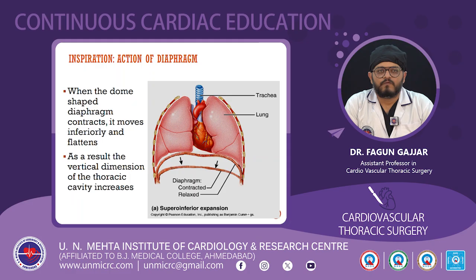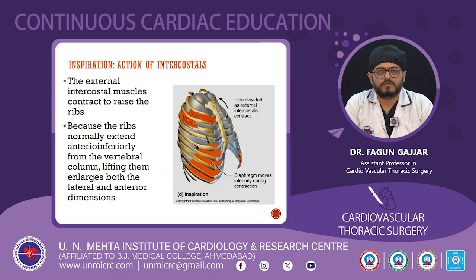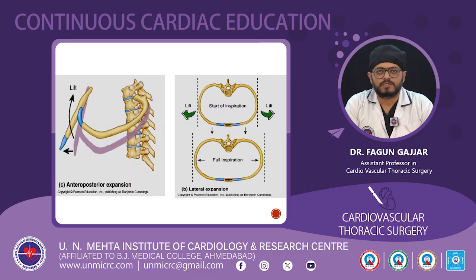The action of the diaphragm: when the dome-shaped diaphragm contracts, it moves inferiorly and flattens. As a result, the vertical dimension of the thoracic cavity increases. The action of the intercostal muscle: the external intercostal muscle contracts to raise the ribs because the ribs normally extend antero-inferiorly from the vertebral column. Lifting them enlarges both the lateral as well as the anterior dimension of the thorax.